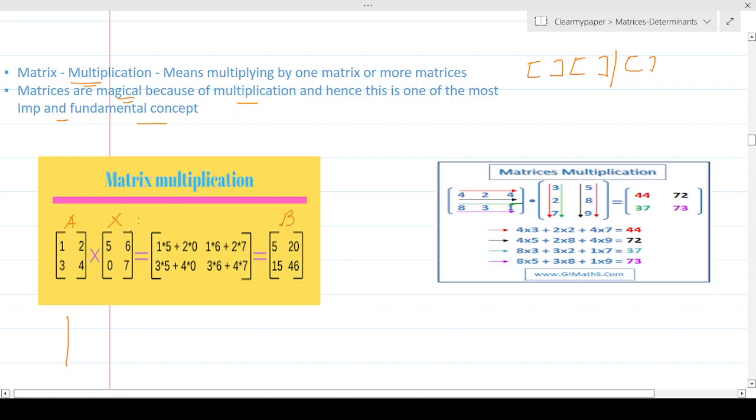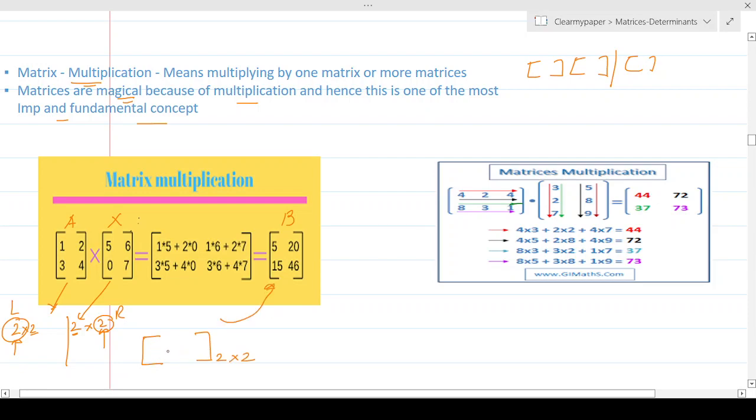So when we do A into X, what is the first thing we need to do? A is a square matrix with two rows and two columns, and X is also a square matrix with two rows and two columns. This matches, so we're not going to worry about that. But the number of rows and columns in the output matrix, which is B, is determined by the row count on the left and the column count on the right. So the output matrix is going to be a 2 by 2 matrix.